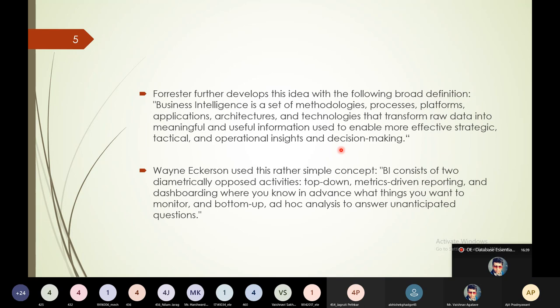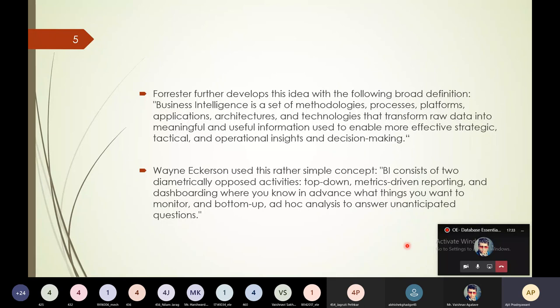Next is Wayne Eckerson. They have explained that BI consists of two diametrically opposite approaches. First is top-down, metrics-driven reporting and dashboarding, where you know in advance what things you want to monitor, and bottom-up ad hoc analysis to answer unanticipated questions. So they have mentioned top-down and bottom-up, and both approaches are used to perform the analysis of the data. Based on the analysis, they can retrieve the meaningful information so as to take the correct decision.